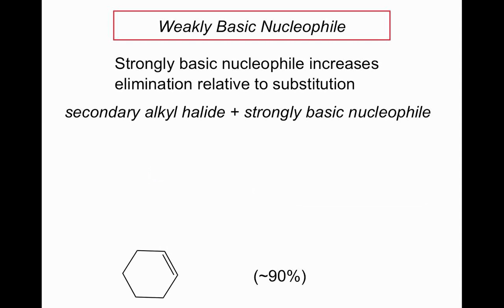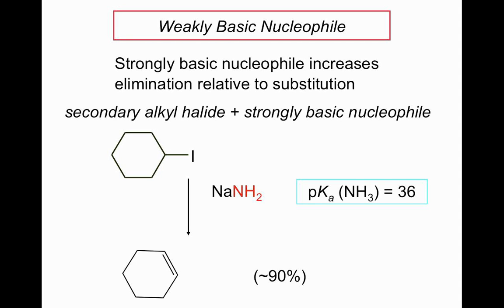In any case, though, where we use a secondary alkyl halide plus a strongly basic nucleophile, don't forget that the major product of this reaction will be an elimination. Once again, secondary alkyl halides plus strongly basic nucleophiles always eliminate as their major product. If you replace this strongly basic nucleophile with a weakly basic nucleophile, you can instead get substitution at the alpha carbon.